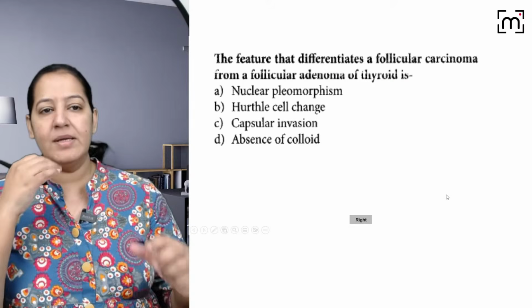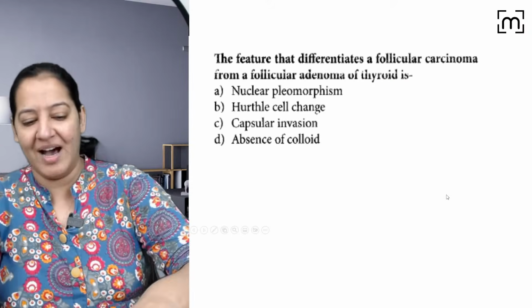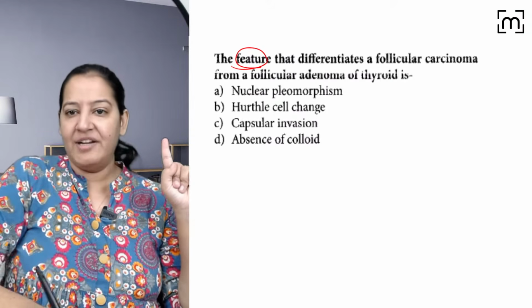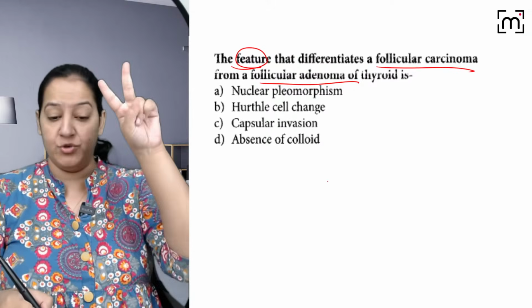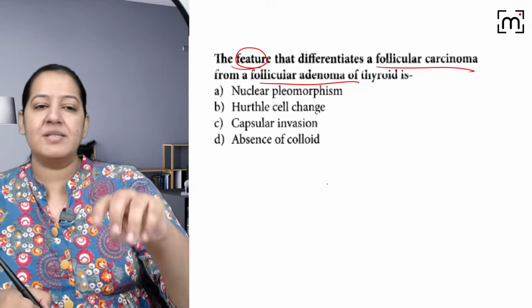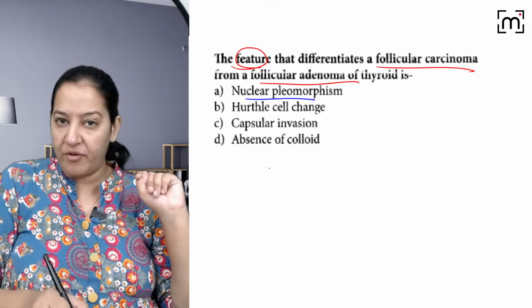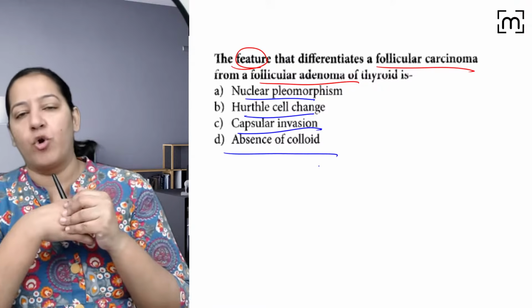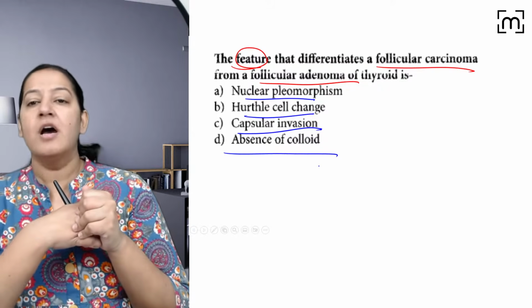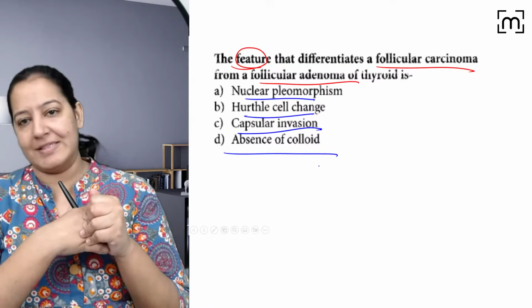We will see. So listen, the first question is in front of you. Can you give the answer? The feature that differentiates follicular carcinoma and follicular adenoma. Which feature differentiates the two? Just now I taught you. The four options are in front of you. Is it nuclear pleomorphism? Is it Hurthle cell? Is it capsular invasion? Or is it absence of colloid? What does differentiate a follicular adenoma or carcinoma?